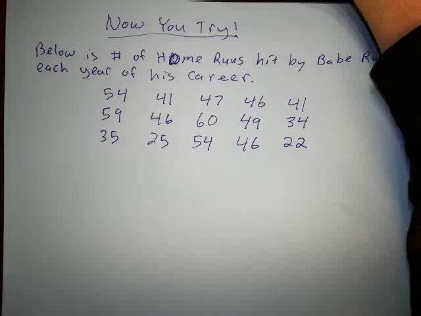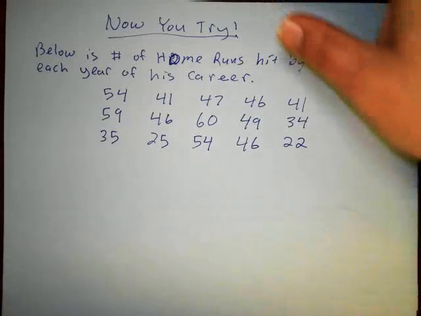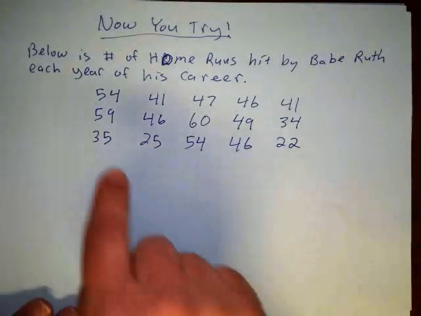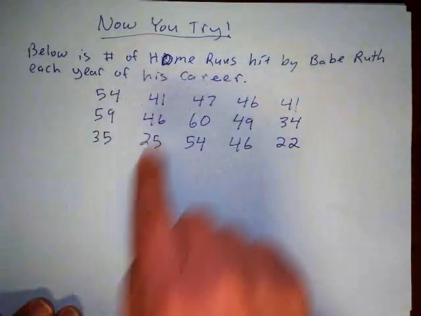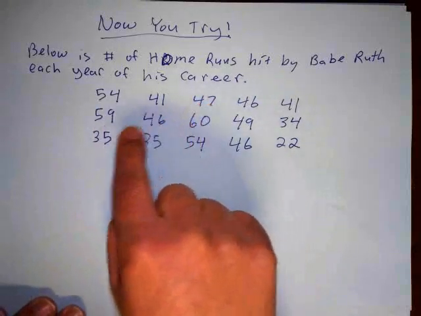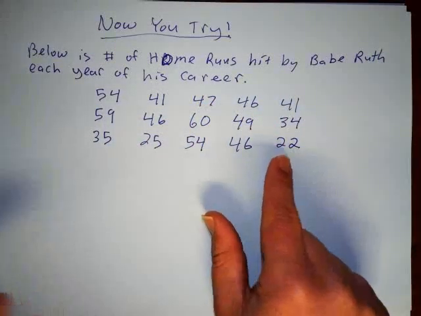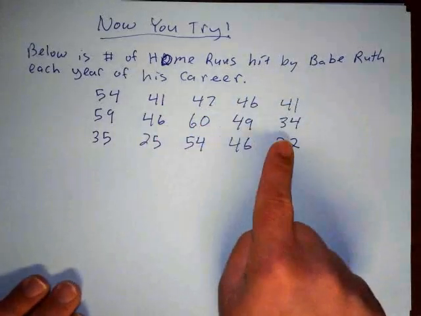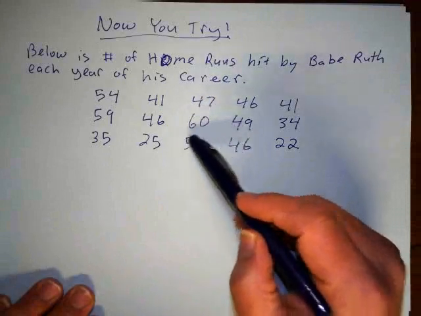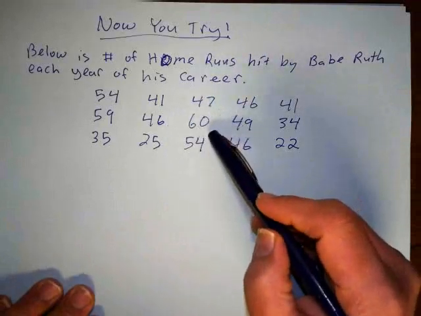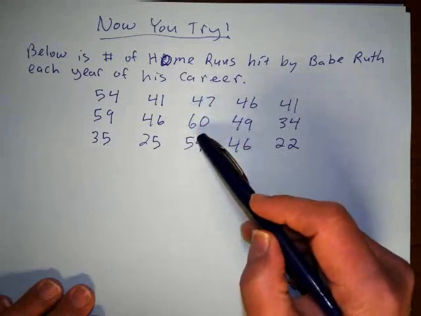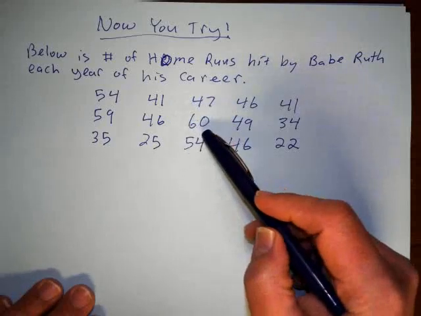Okay, we're going to do one more example of a grouped frequency distribution. This is kind of a fun data set. This is the number of home runs hit by Babe Ruth each year of his career. And so I guess he had 15. He played baseball for 15 years. And of course he is famous for that 60 home run record. At the time, that was the record of the most home runs in a season.